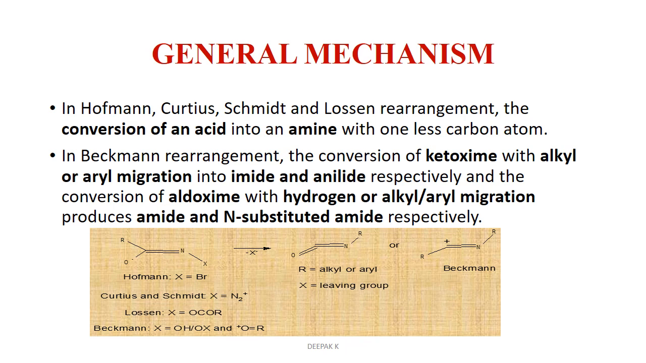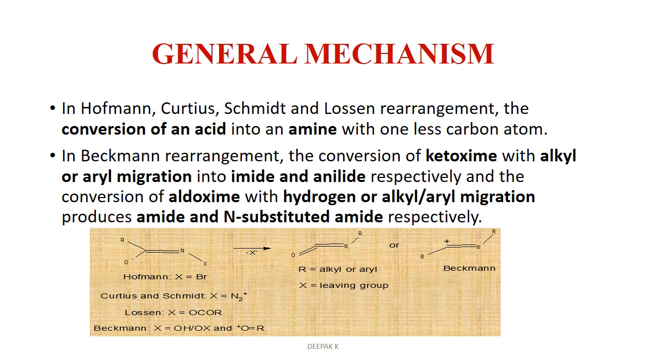What is happening? You will be having a ketoxime and it is undergoing rearrangement to an amide or anilide. Amide is formed if the alkyl group is migrating, and anilide is formed if the aryl group is migrating. That we will see later. And if you are taking an aldoxime, and if the hydrogen is migrating, you will get an amide, and if the alkyl or aryl group is migrating, you will get an N-substituted amide.